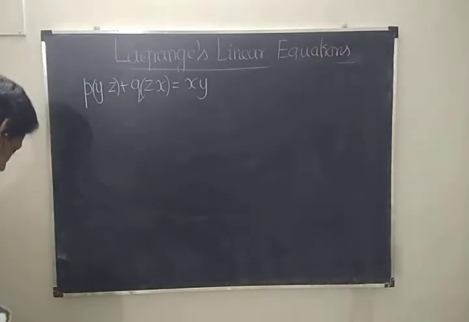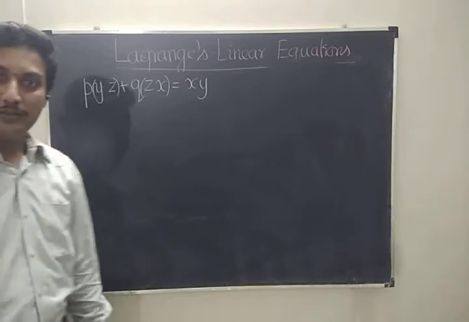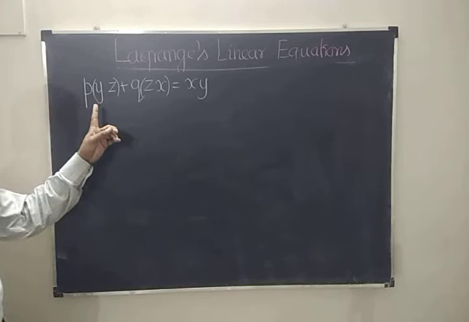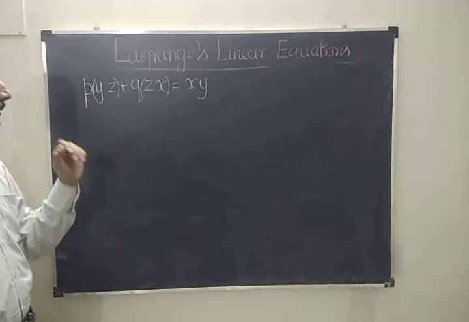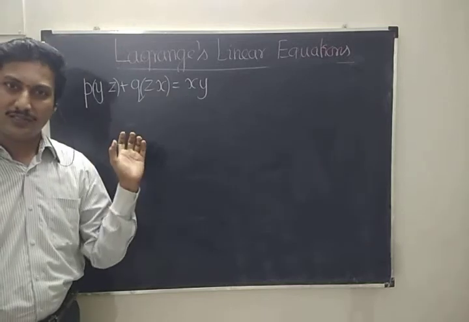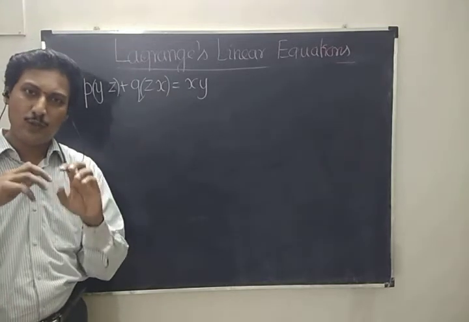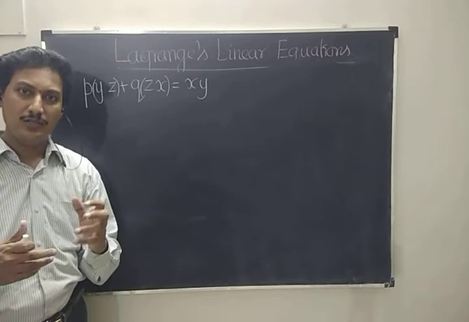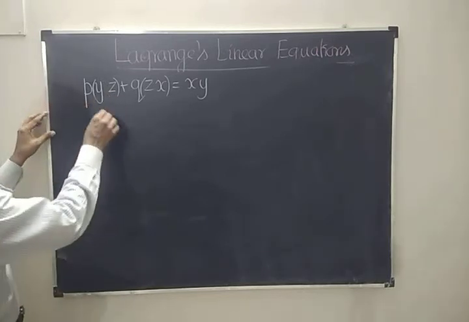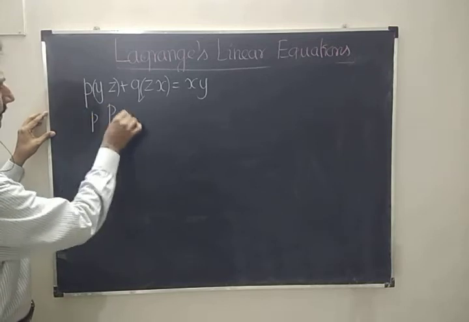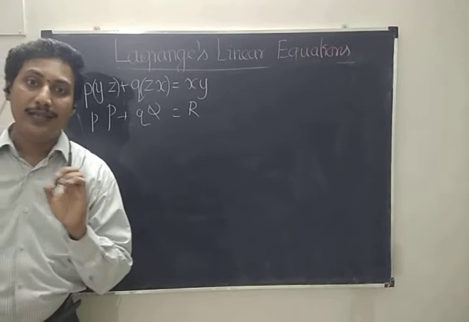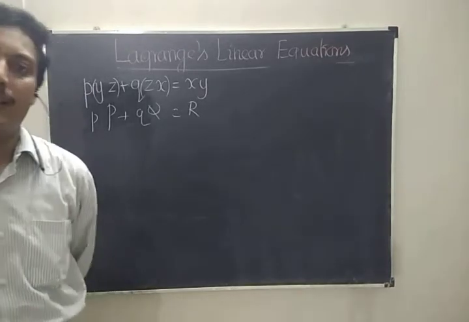In this video, I am going to find the general solution of this first order partial differential equation: Pyz plus Qzx equal to x squared. See that this has mixed P, Q, x, y, z. But when you see, this looks like Pp plus Qq is equal to R. So this is known as the Lagrange's linear equation.